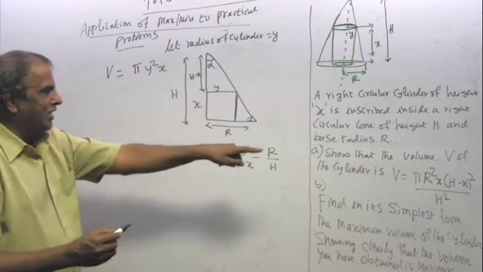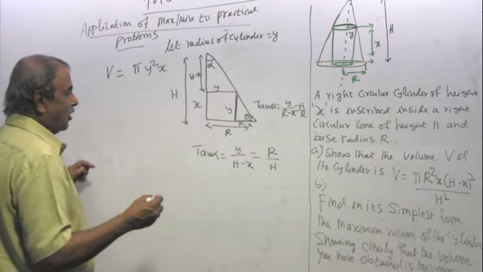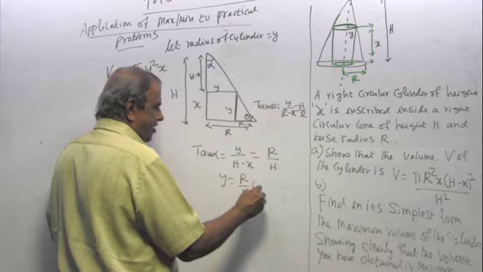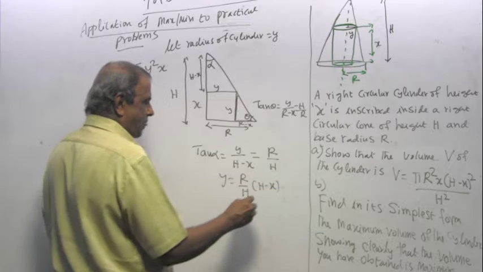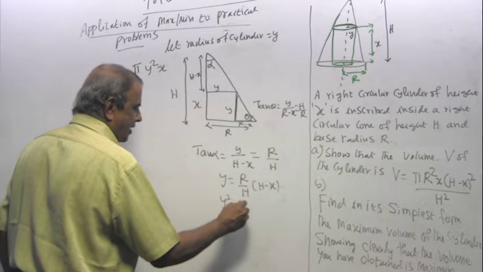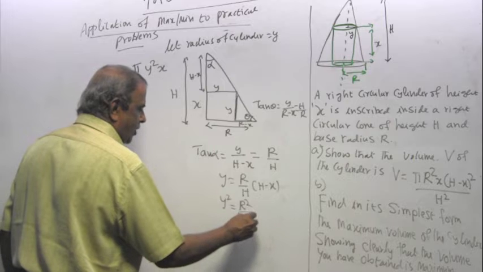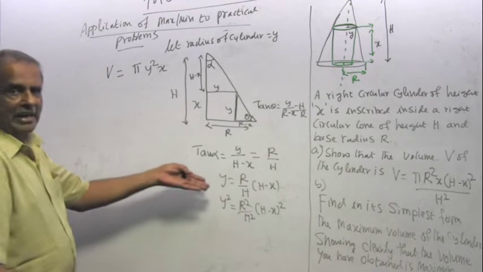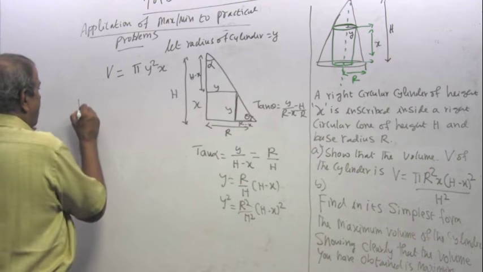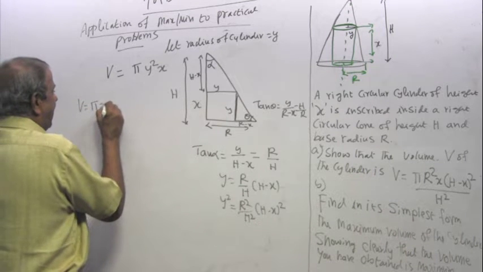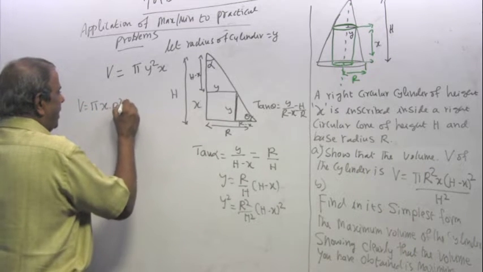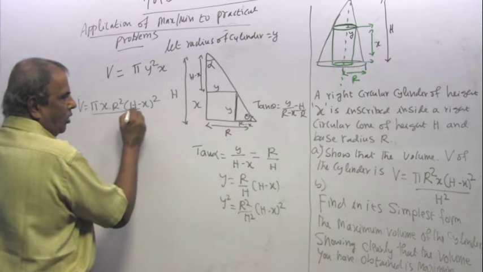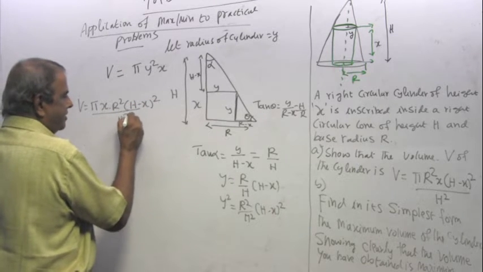It's very simple, that looks very scary. So what is y equal to? Y is r over h times h minus x. So what is y squared? R squared over h squared times h minus x the square. Using similar triangles you get the same answer. So volume is pi x times r squared times h minus x the whole squared, whole over h squared.